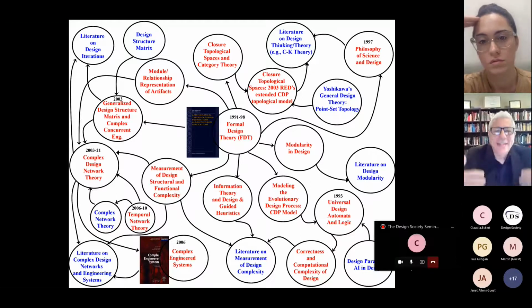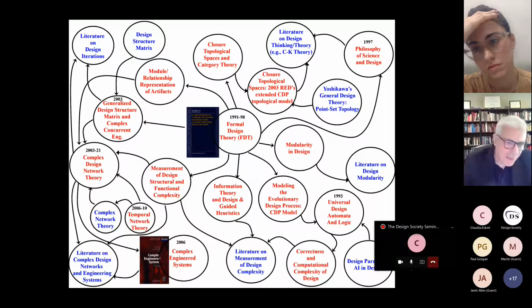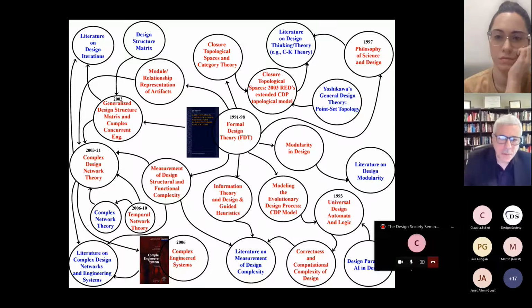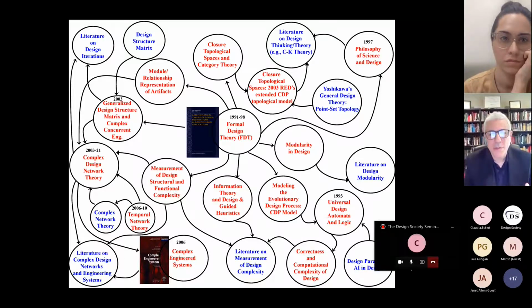And in a way, the work that I did in the past anticipated my involvement with networks today. So it's very interesting to take a look at the overall picture. Between 1991 and 1998, I was involved in developing a theory called formal design theory. The outcome of that work is summarized in a book, which is called The Mathematical Theory of Design, published in 1998.